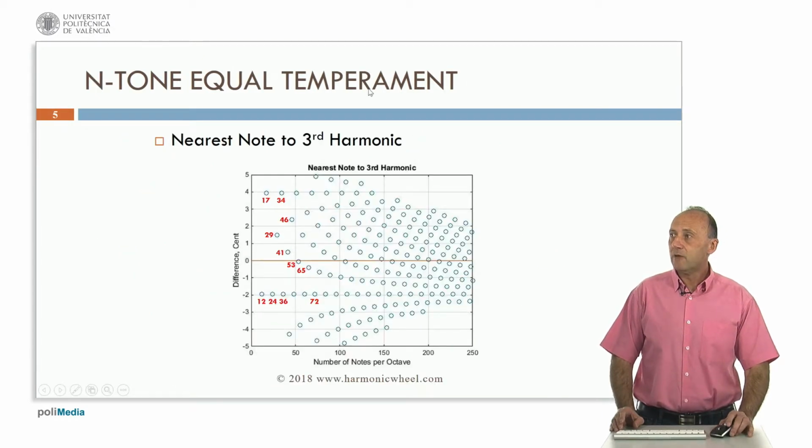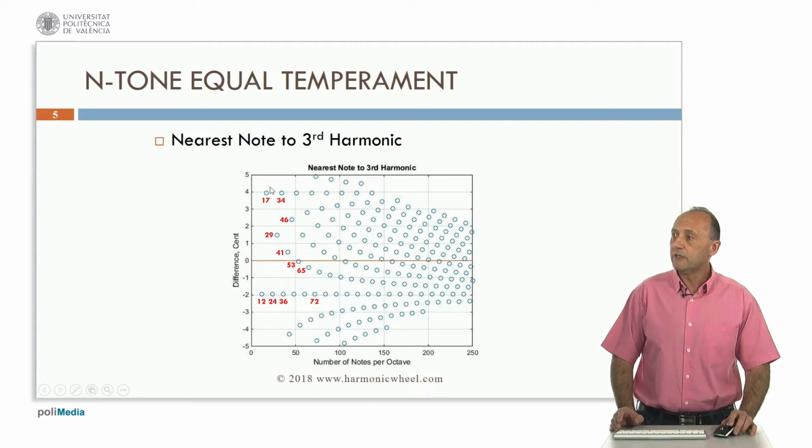Let's consider now an equal temperament with n notes. First, we consider the third harmonic, which is here represented by this central line. And in this axis, we divide the octave in a number of parts from 1 to 250. And in each case, we represent the note which is the nearest one to the third harmonic. For example, if we divide the octave into 12 notes, which is very common, there is one note which is 2 cents below the harmonic 3. If we divide the octave into 17 parts, there is one note which is 4 cents above the harmonic 3.